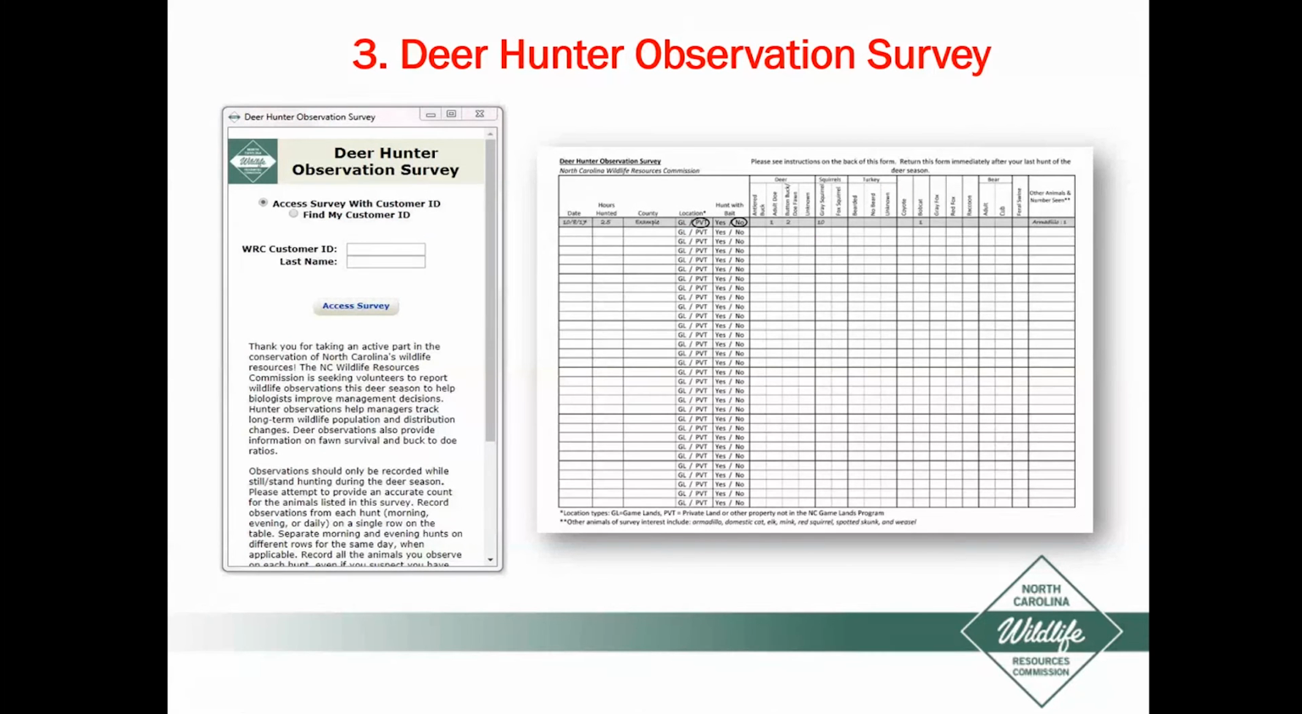So the next database we're going to look at is our Deer Hunter Observation Survey, and this database has been around since 2014. Our deer hunters voluntarily record what they see while they're hunting, and we give them a postcard option, and they can also fill out this information online if they decide to do it that way. So they report what they see, number of hours of hunt, and location of hunt. So they're reporting information on deer, antlered, doe, fawn observations, as well as information on other species of interest.